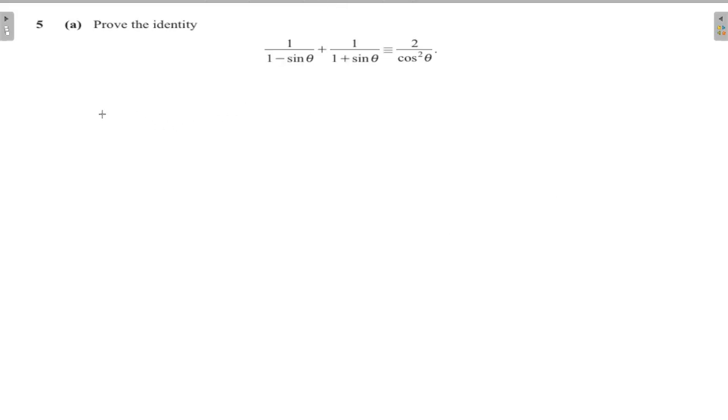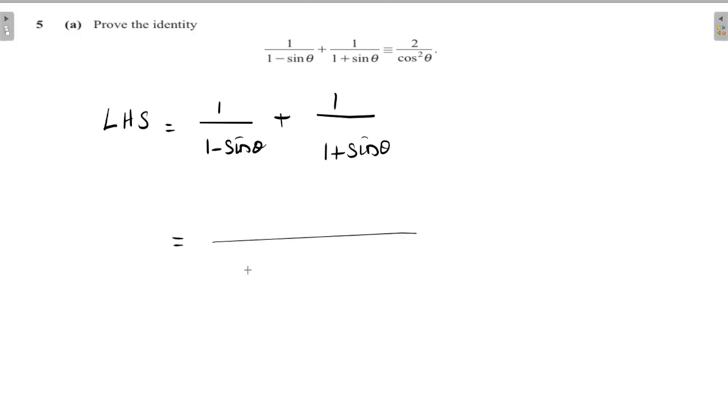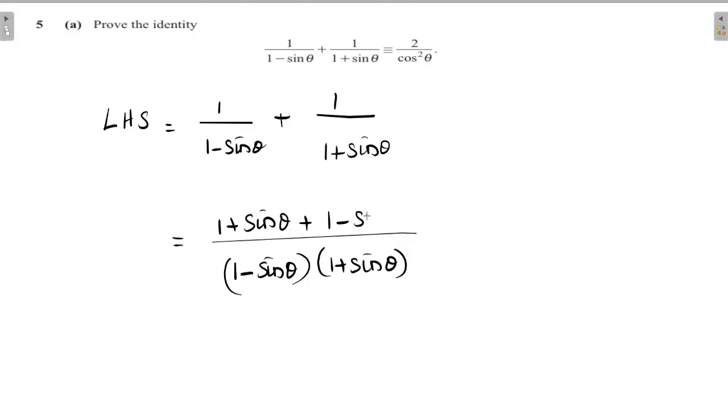Prove the identity. Let's take the left hand side. Left hand side is 1 by 1 minus sine theta plus 1 by 1 plus sine theta. So our denominator is going to be, by LCM, 1 minus sine theta times 1 plus sine theta. So numerator is going to be 1 into 1 plus sine theta, so 1 plus sine theta plus 1 minus sine theta.